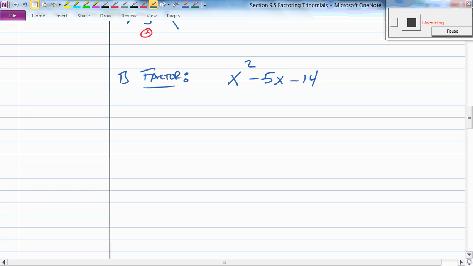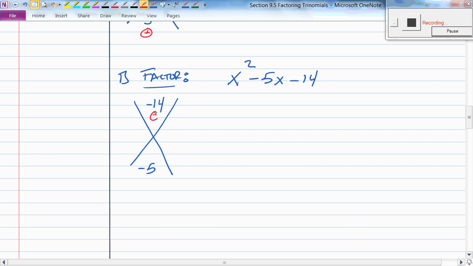Okay, same exact questions. Is this a trinomial? Yes. Is this a trinomial? Yeah. What's the leading coefficient? 1. Awesome. We are going to set up a diamond problem. Beautiful. What number goes on the top? Negative 14. What number goes on the bottom? Negative 5. Okay, let's take a look here.